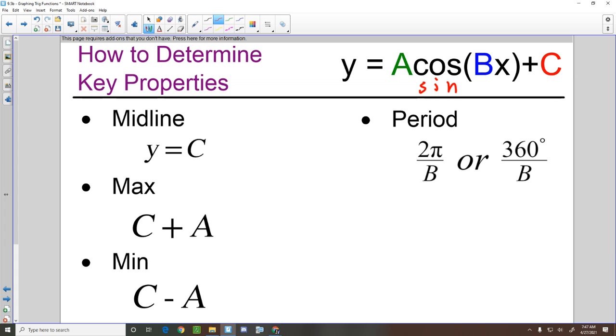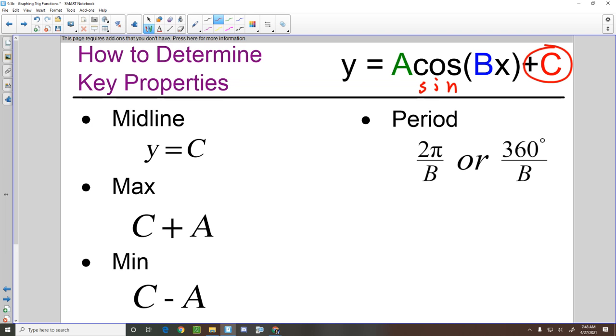The thing you want to start with is going to be C. Whatever's being added or subtracted in your equation, that is the midline. So pretty straightforward. Look at the one part that doesn't have the trig function in it, that doesn't have sine or cosine, and that's your midline. So go ahead on your graph, draw a dashed line at that point, and that's going to represent the middle of your wave, okay?